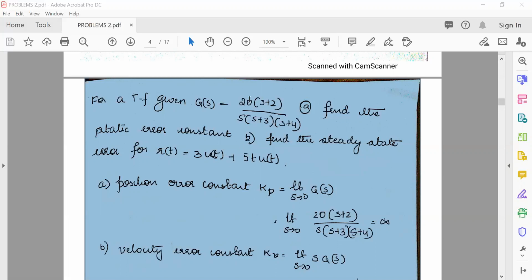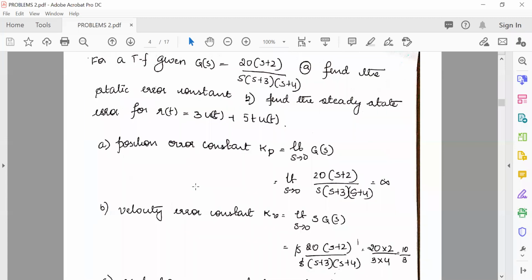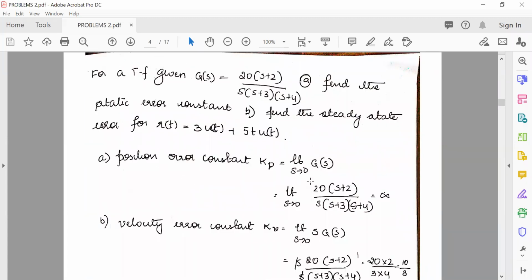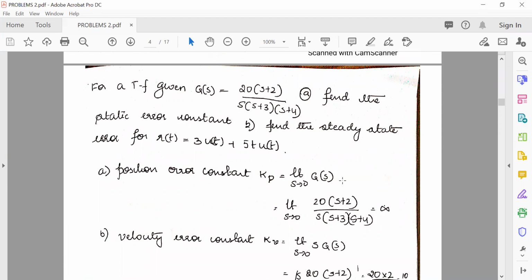Then for this value of R of t, we have to find the error. First, they've asked us to find the error constants. So the positional error constant Kp is limit as s tends to 0, G of s into H of s. Why haven't we written H of s here? If they have not mentioned it, you can take it as unity feedback.